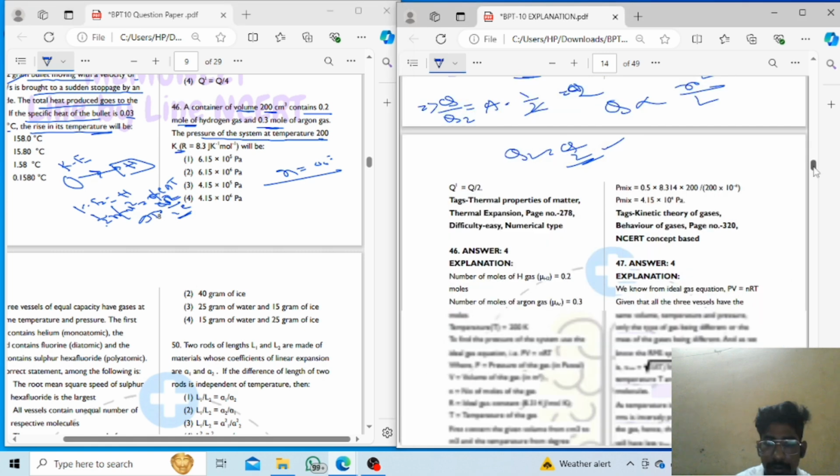This is a very simple numerical. Okay, PV equals nRT, so P will be equal to nRT by V, right? So just put the value: n equals 0.5 and R equals 8.314, or 8.3 whatever you can say. 8.3 times 200, divided by 200 into 10 to the power minus 6. After calculating, the 200 cancels out, and this is 4.15 into 10 to the power 6. So therefore you can say option number 4 will be the correct option here.